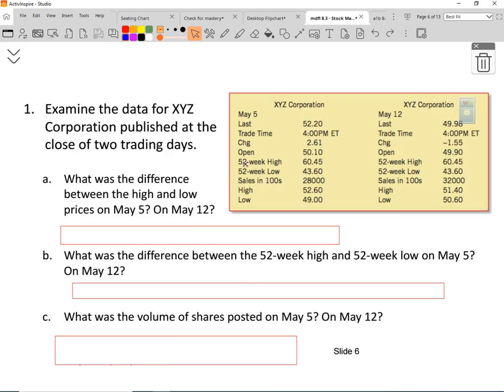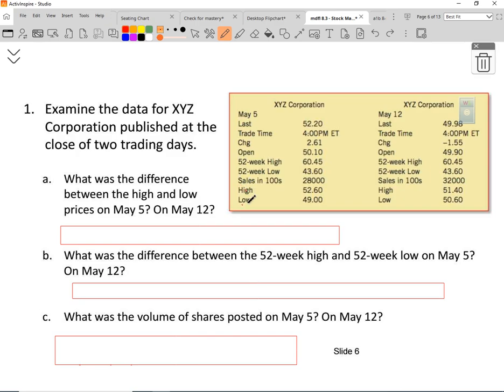So we didn't see sales in 100s in our list. What do you think that one might be? Not the high and low. Sales in the 100s. This is actually the volume here.